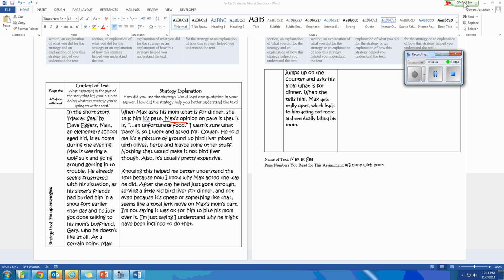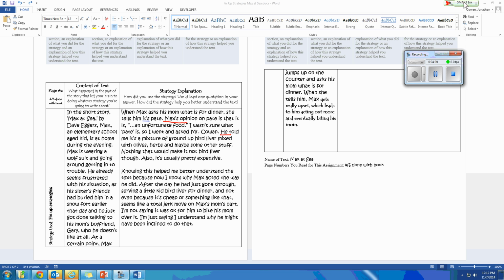So I'll read the definition again right here. He told me it's a mixture of ground up bird liver mixed with olives, herbs, and maybe some other stuff. Nothing that would make it not bird liver, though. Also, it's usually pretty expensive. So knowing this information, how does this lead me to a better understanding of the text?